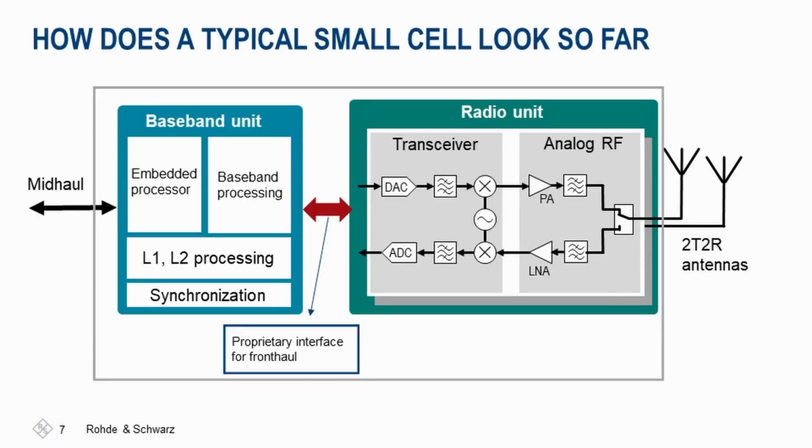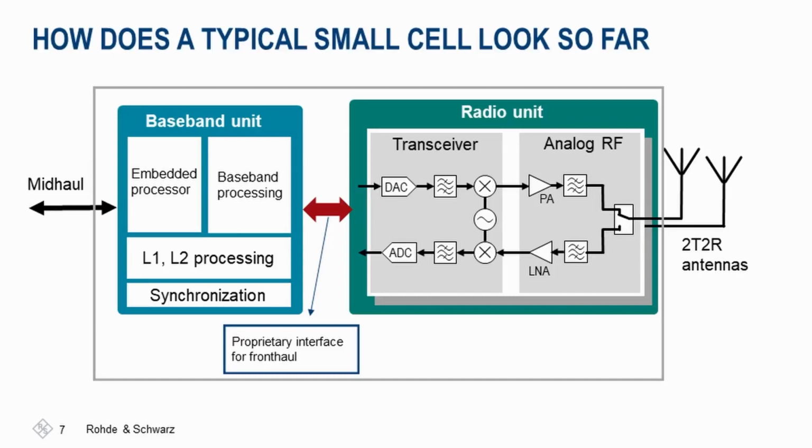With that thought, let's move on to the next slide, where I want to remind you of how a small cell looks so far. So here we have the base station unit and the radio unit with the transceiver and analog RF. In the baseband unit, you have the L1, L2 processing, synchronization, the baseband processing, which basically provides a baseband signal to the radio unit, and then further to the external antennas. This is a 2T, 2R scenario.